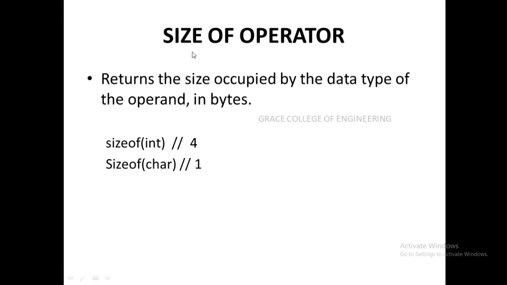Next is the sizeof operator. To find out the size of a particular data type, we can use this operator. Consider sizeof int. This integer value will take 4 bytes. Normally, this sizeof operator will represent the size in bytes. Next is sizeof char. The character will hold only 1 byte. So this sizeof operator will return the size occupied by the particular data type in terms of bytes.